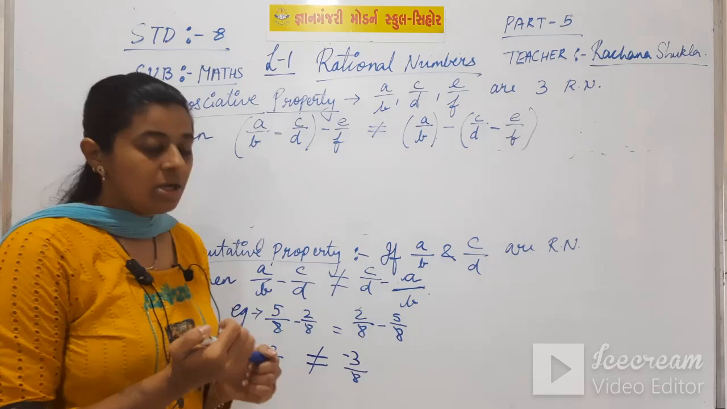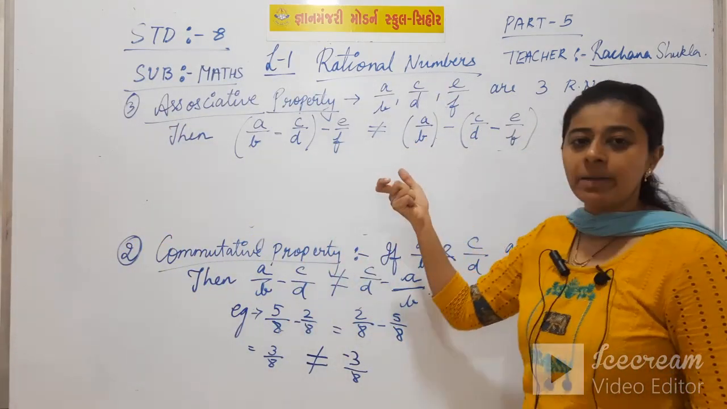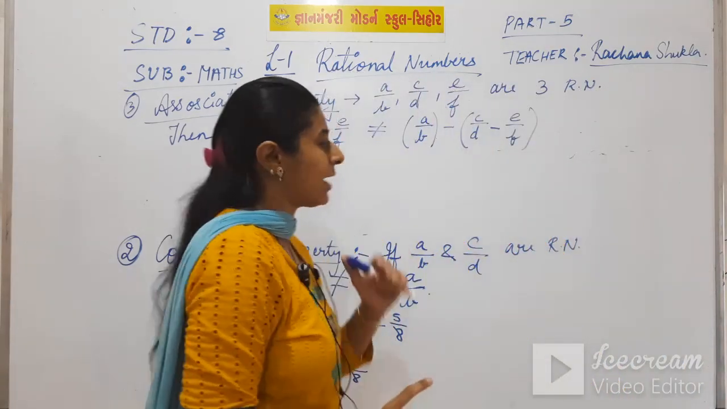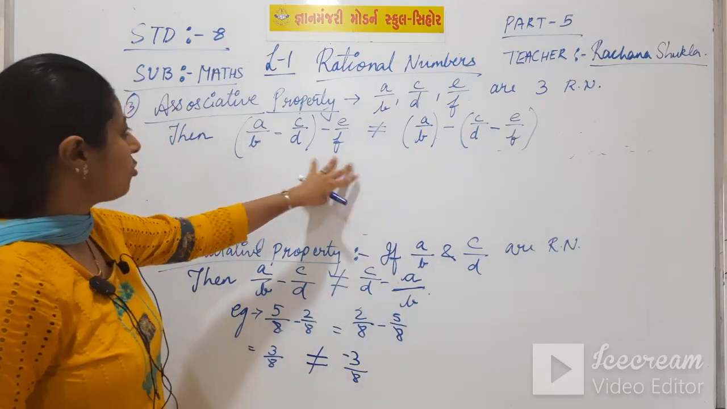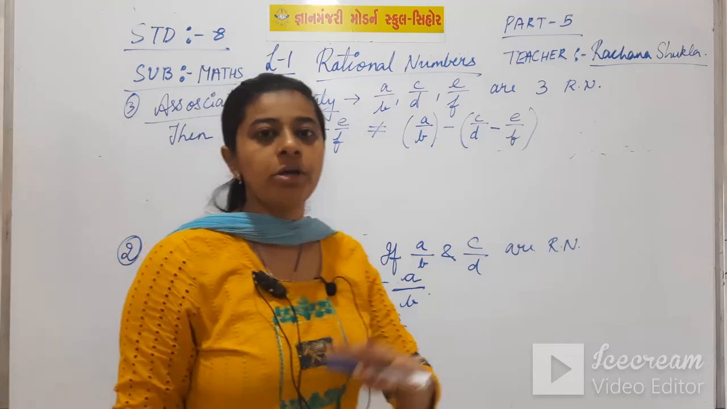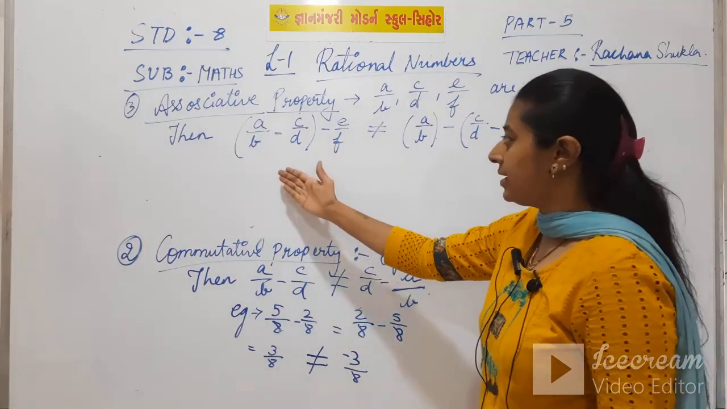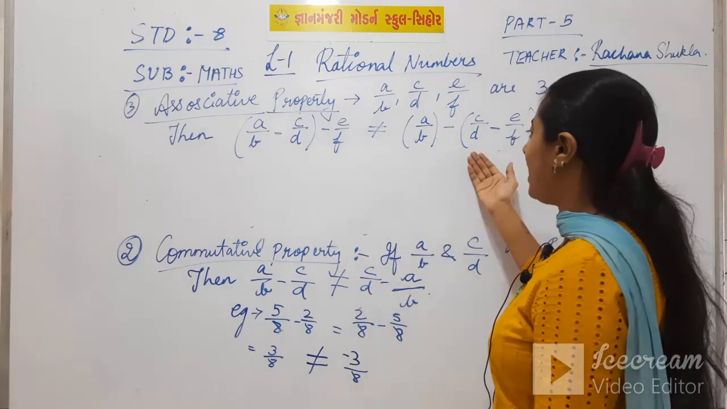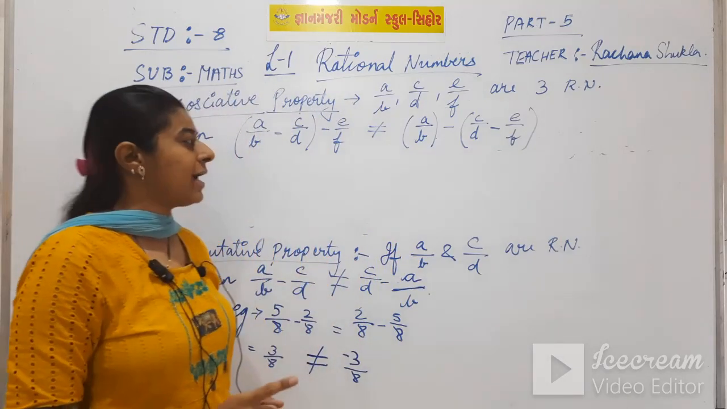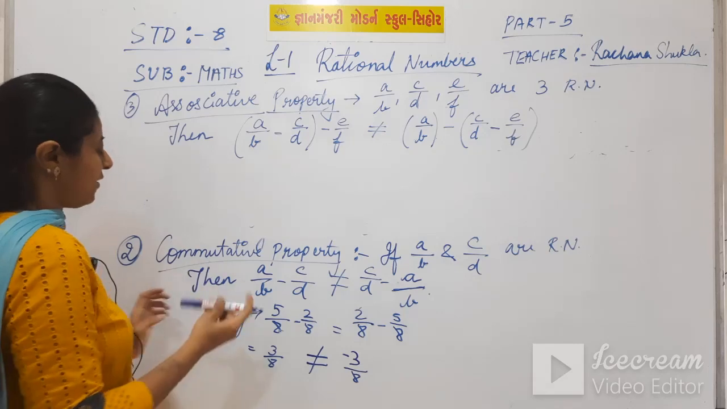If you change the order or the grouping of the rational numbers in subtraction, then associative property is not applicable here. How? This is applicable in addition. If you change the order of numbers in addition, you will get the same number on both sides, that is LHS and RHS. But in case of subtraction, you don't get the same answer. See, I will show you with the help of an example.